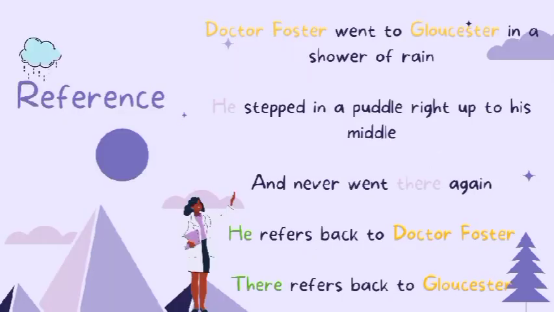Reference. There are certain items in any language which cannot be interpreted semantically in their own right, rather they make reference to something else within the text for their interpretation. Here is an example of reference. Dr. Foster went to Gloucester in a shower of rain. He stepped in a puddle right up to his middle and never went there again.